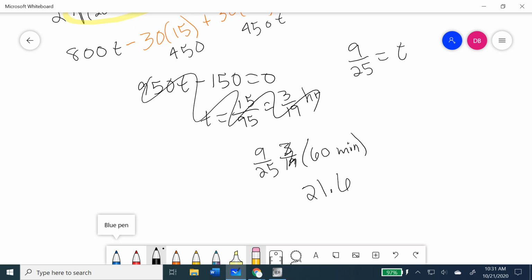So basically, somewhere between 2:21 and 2:22, they are meeting each other, or they are closest. And what did the book do, just round it to the nearest second? Oh, okay. Sounds good.